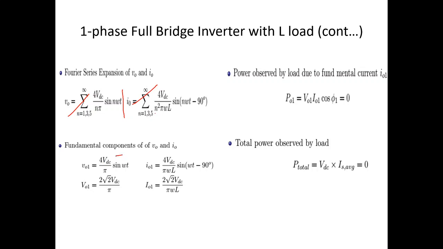Coming to the fundamental components, by substituting n equal to 1 in this expression, you can find out the fundamental component, and you can divide those peak values by root 2. We would get the RMS value of the fundamental component for current and voltage for the output. Power absorbed by the load due to the fundamental component is 0, and total power absorbed by the load is also going to be 0 for the inductive case. Inductance cannot absorb power, right?